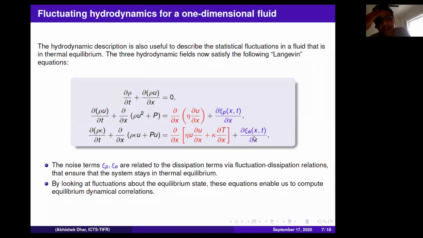Yes, in principle. Of course I completely agree that these terms will emerge automatically, as we will see in the derivation. If you have dissipation, fluctuations will emerge automatically. But typically you put this in phenomenologically, and then what you impose is that the noise and dissipation should satisfy a fluctuation dissipation relation, which ensures the system stays in thermal equilibrium.